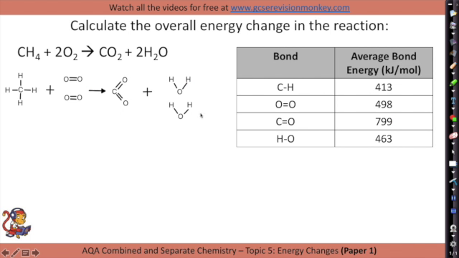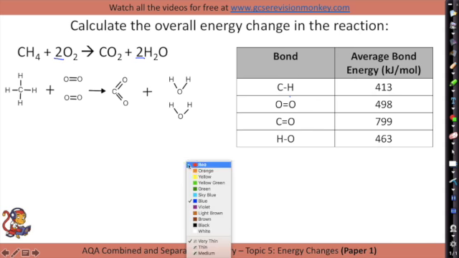So we can calculate the overall energy change in a reaction. In an exam, you'll be given the equation. Make sure it is balanced. Normally they will balance it for you. They will give you the displayed formulas for the chemicals in the equation, and they will give you a table that shows the bond energies. Now these are constants. You can look these up on the internet, and you will be given these in the exam. So for example, the energy needed to break a C-H bond is 413 kilojoules per mole. Alternatively, this would be the energy released when that bond is made.